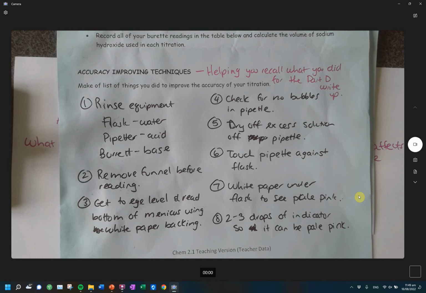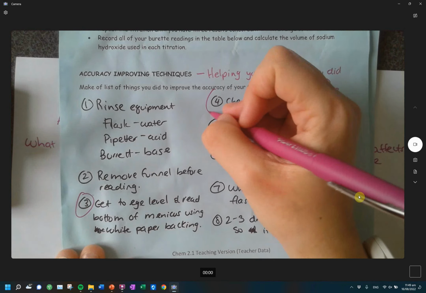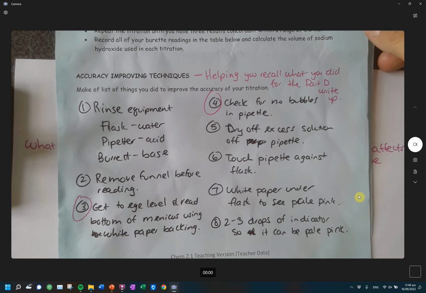So Lena says number 3. Victoria, which one did you want? You did number 4. Yep, I can do 3 and 4. All right. So I'll do number 3 because this is actually one that you're going to use in a lot of different subjects. So getting to eye level and reading from the bottom of the meniscus.